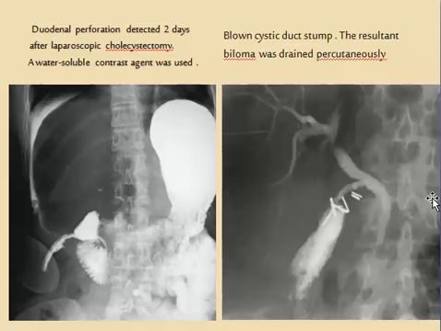Here, blown up cystic stump. This should be the cystic stump, should be closed. Here it is blown up. The resultant biloma was drained percutaneously.